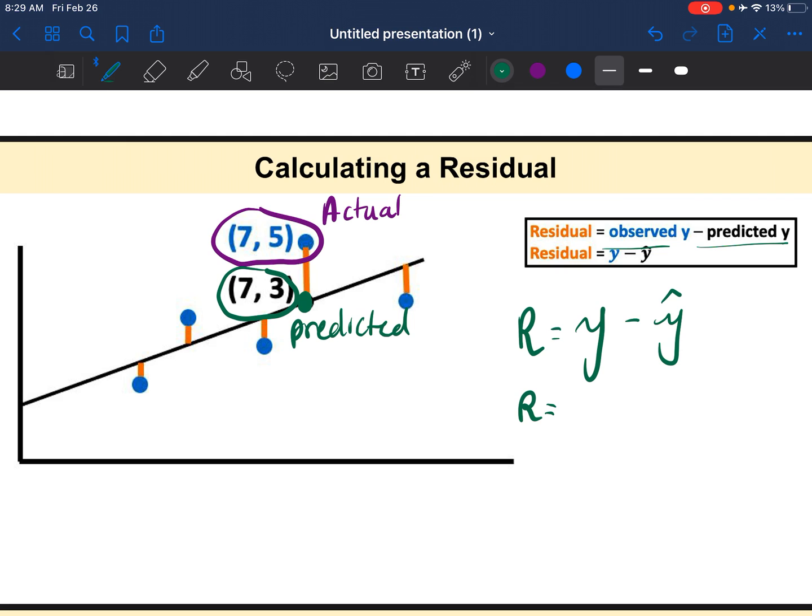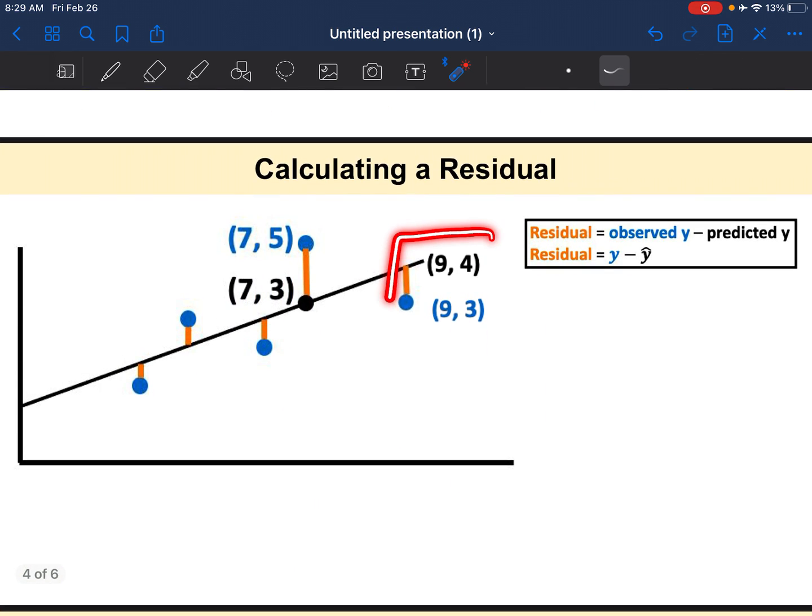So R equals my actual y value, which is 5, minus my predicted y value of 3. So my residual here is positive 2. That means there's a positive 2 difference between what I thought I was going to get in my prediction and what I actually got.